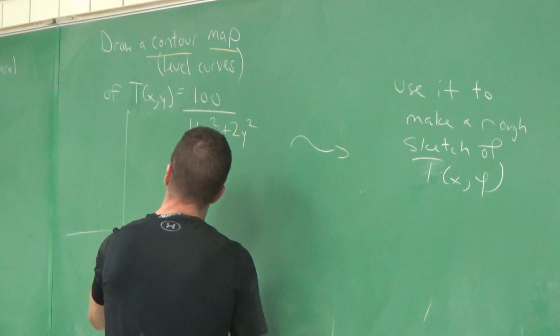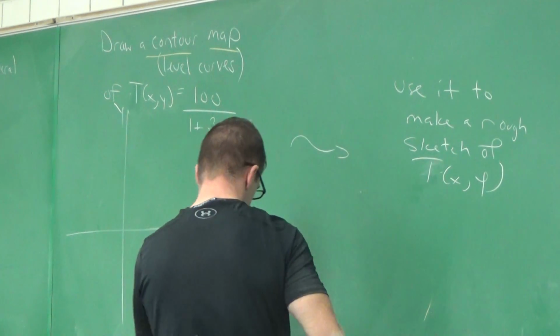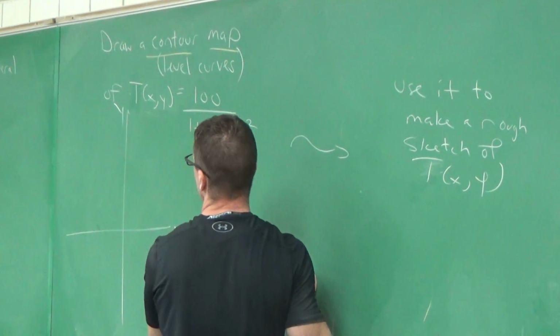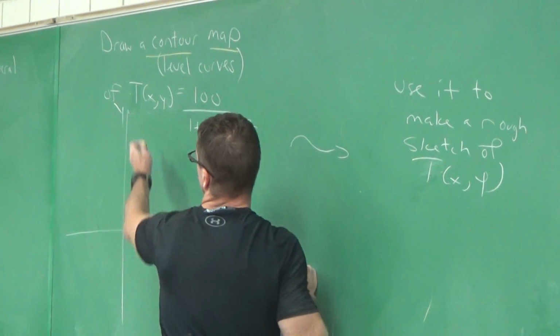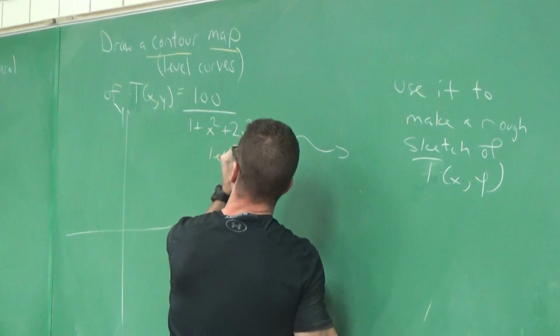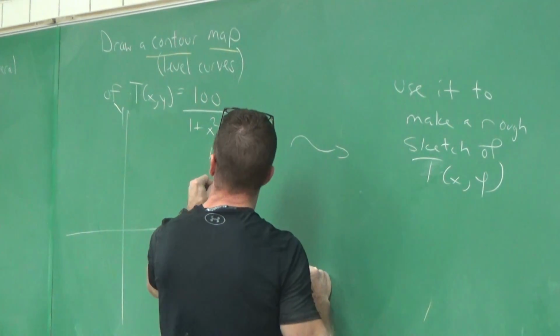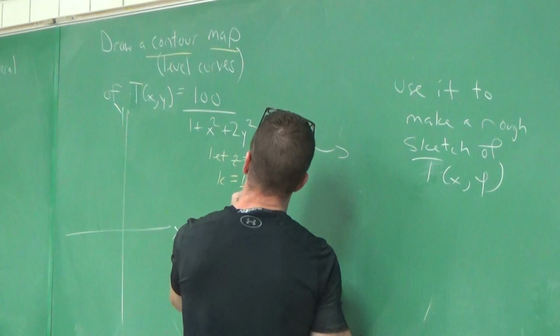Now, level curves, xy plane. Well, the first thing is, step 1, let z equal k is my first step, before I get lost with level curves. So I get k equals 100 over 1 plus x squared plus 2y squared.